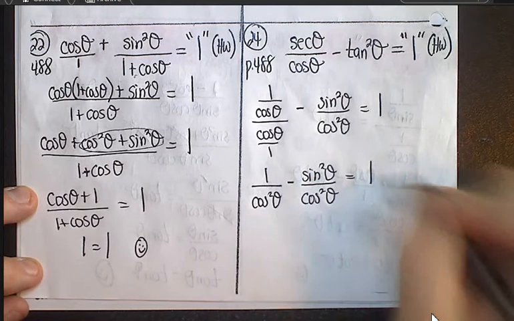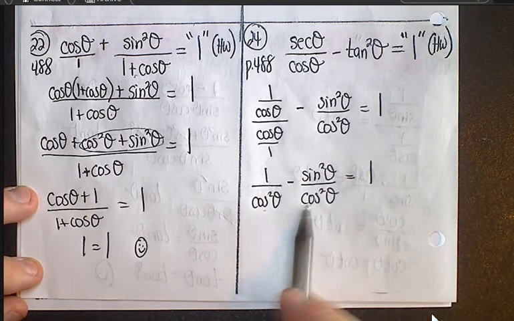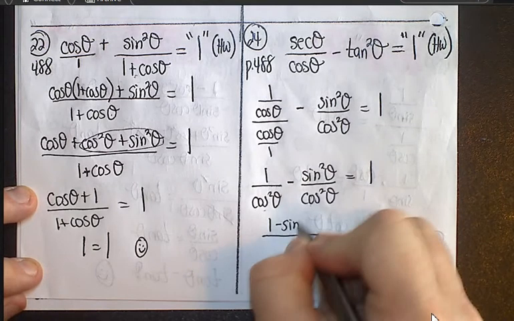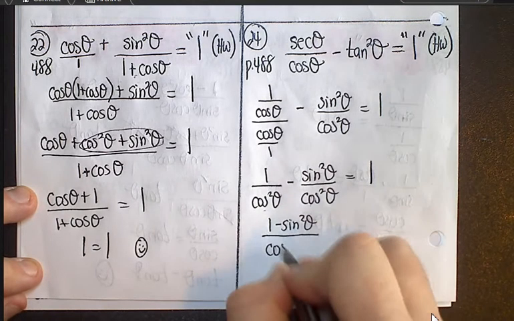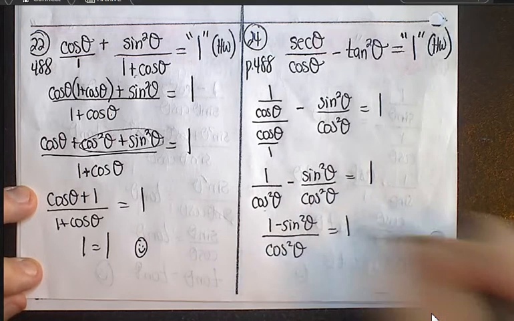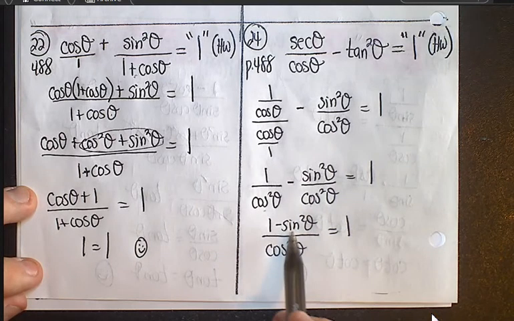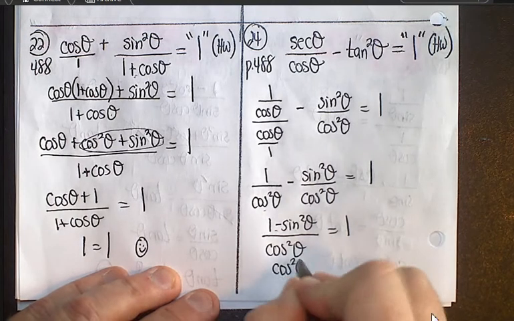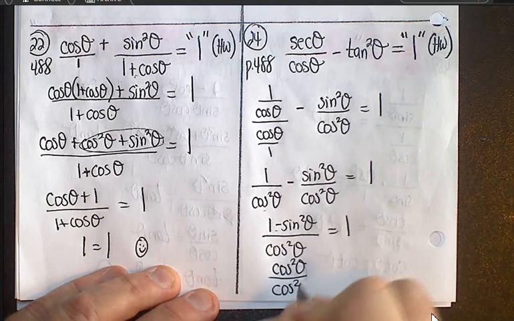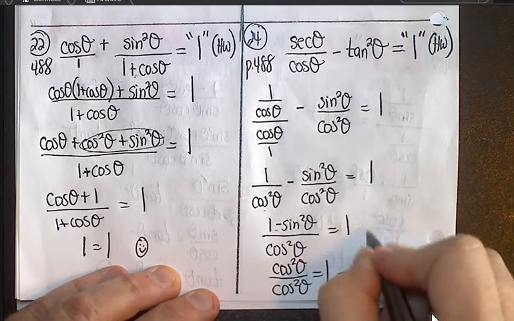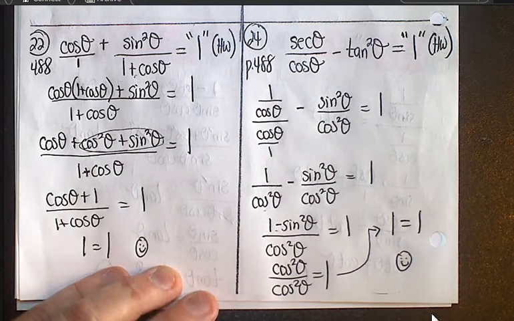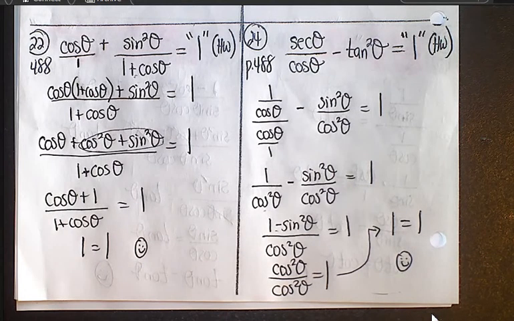Notice we do have common denominators, so I'm going to put it all together. So we get 1 minus sine squared theta over cosine squared theta is equal to 1. And again, this is another alternate to the Pythagorean identity. This becomes cosine squared theta. So if I plug cosine squared theta in for that numerator, bring it over here, 1 equals 1, and we're done. And that concludes that worksheet on proving identities.